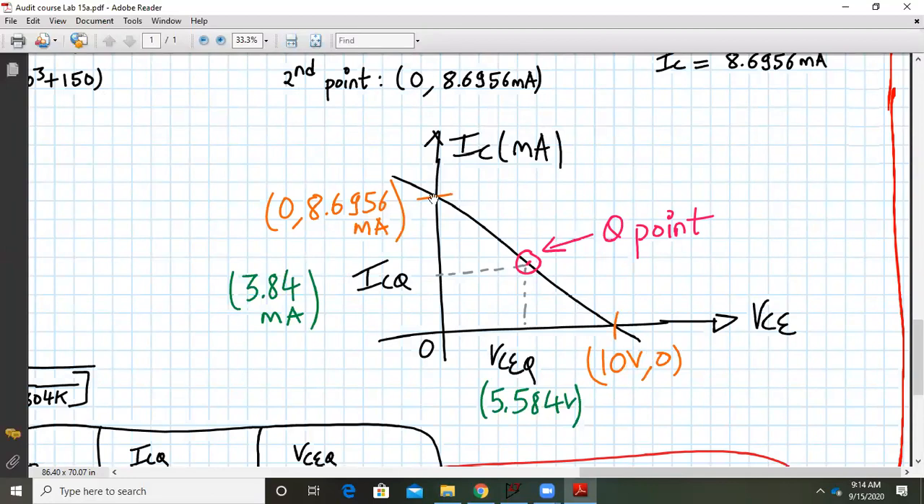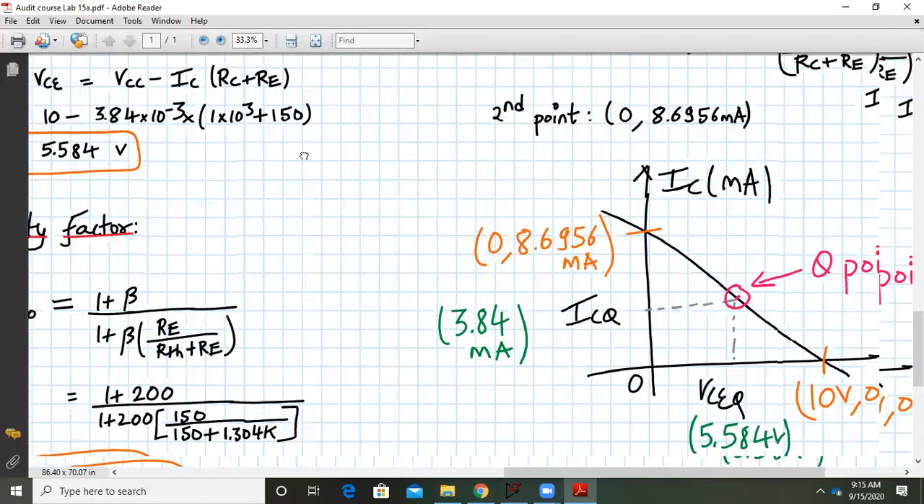So if I want to plot a load line, in order to plot a line we require 2 points. So these are the 2 coordinates: one coordinate is 0, 8.6956 milliamperes, and the other coordinate is 10, 0. If you have these coordinates, you just draw a line. That line is called your DC load line. Now let us plot the Q point.